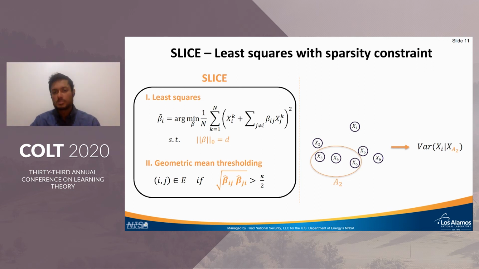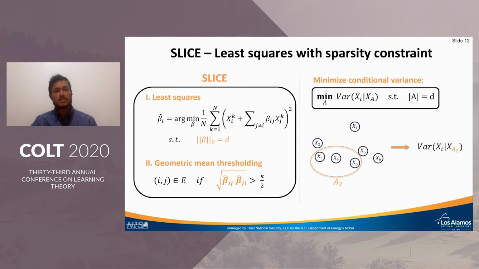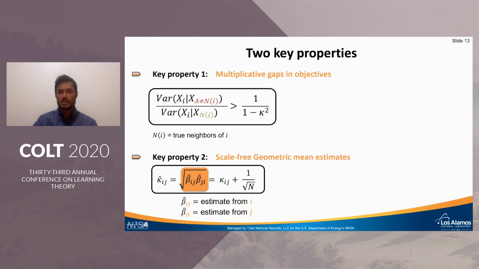So you look at all such possible A1, A2, and so on, and the L0 constraint least squares actually chooses the A of size D that has the minimum conditional variance. Now, why does this work? We have two key properties that make this whole procedure work. The first one is that the conditional variance is indeed minimized when you have the correct set of neighbors that you're conditioning on. And if you're conditioning on any other set that is missing one of your neighbors, so a wrong one, then it is higher than the minimum by at least a factor of kappa squared.